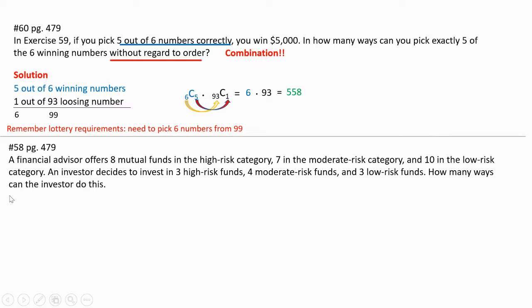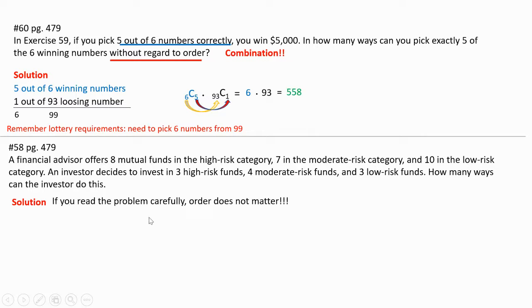This is number 58. I believe this will be the last one. It says a financial advisor offers 8 mutual funds in the high risk category, 7 in the moderate risk category, and 10 in the low risk category. An investor decides to invest in 3 high risk funds, 4 moderate risk funds, and 3 low risk funds. How many ways can the investor do this?